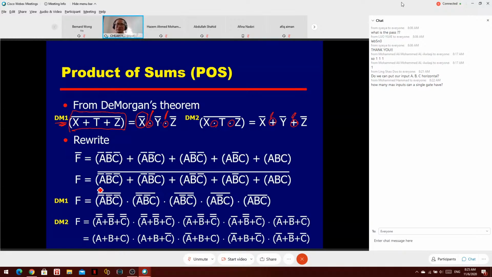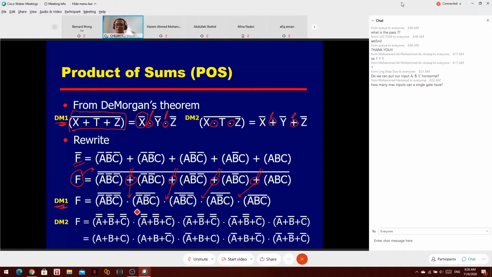So let's rewrite the function not F. Remember, not F was originally expressed in sums of products. Now we see how we can convert it into product of sums. We transfer the not to the other side, making it F, and then apply De Morgan's theorem. We break the not, and the OR is converted into AND.